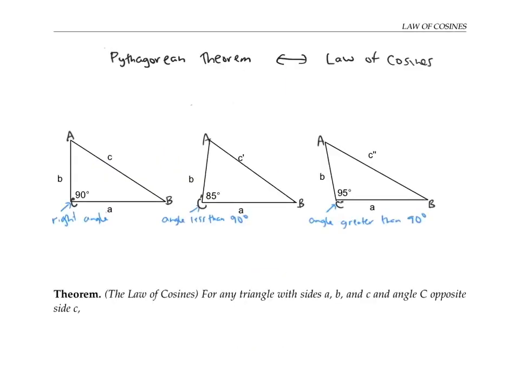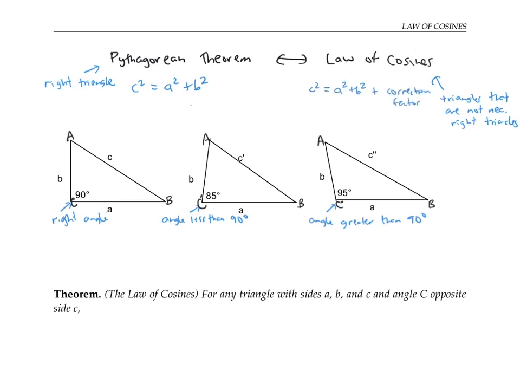Recall that the Pythagorean theorem says that for a right triangle, like this one, c squared is equal to a squared plus b squared. I like to think of the law of cosines as a generalization of the Pythagorean theorem to triangles that are not necessarily right triangles. Loosely speaking, the law of cosines says that c squared is equal to a squared plus b squared plus a correction factor, where the correction factor depends on the size of the angle that's opposite side c.